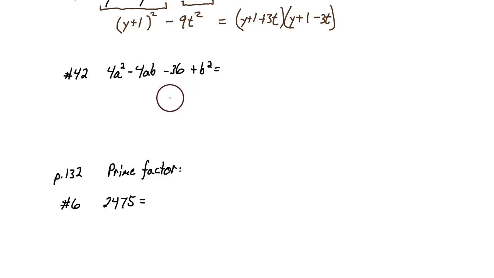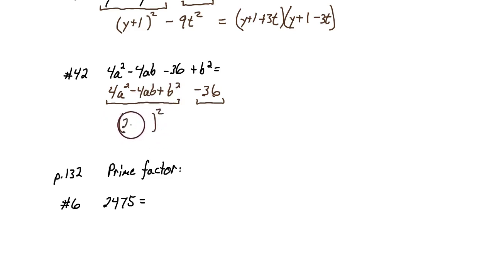The first thing I'm going to do is rearrange the terms so that it looks like this. Now group the trinomial and separately keep the monomial. This trinomial is a special pattern. It is a perfect square trinomial. One set of parentheses squared. 2a minus b. Then keep your minus 36.